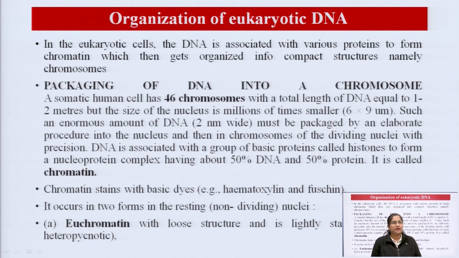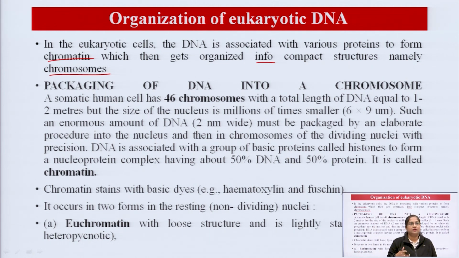In the eukaryotic cell, the DNA is associated with various proteins to form chromatin, which then gets organized into compact structures called chromosomes.